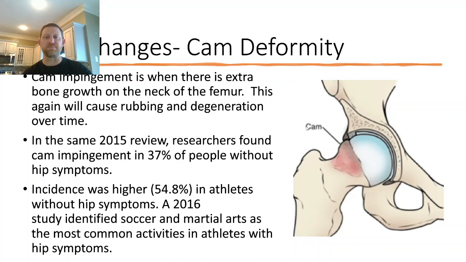A cam deformity is basically where the bony growth is on the neck of the thigh bone, the femur. And again, if those two bones come together, it's going to pinch, cause degeneration over time. In that same study, 37% of people without hip symptoms had a cam impingement. So again, you're seeing a lot of prevalence of these bony changes without people that hurt, and that's a very normal thing. We all have abnormalities in our joints from wear and tear, from activities.